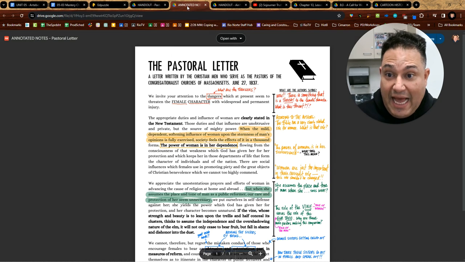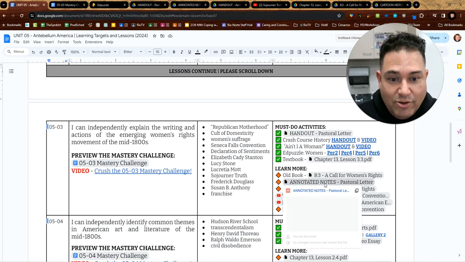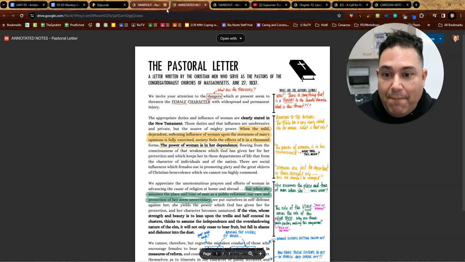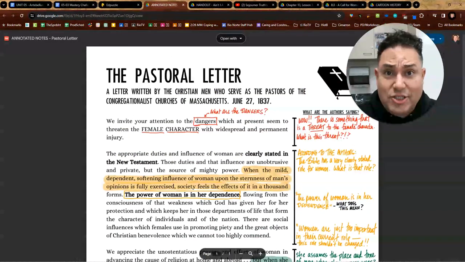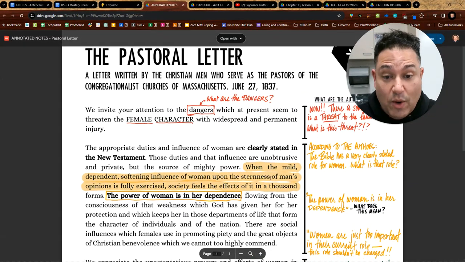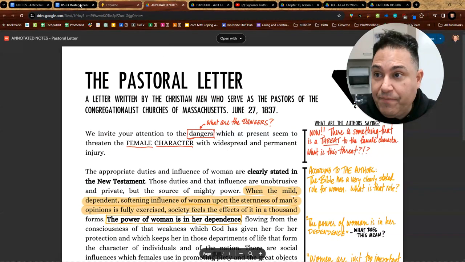We talked about this in class. This is right here. This is my annotated pastoral letter. So if you want to check out my notes, these are my notes. Not that it has all the answers on it, but it just has some good ways to think about the information here. Again, if you were absent or you just forgot, this is the annotated pastoral letter.